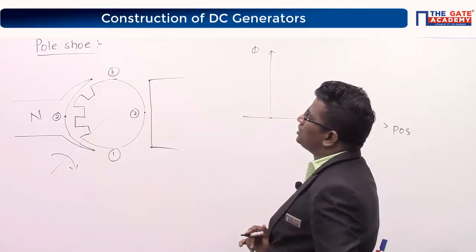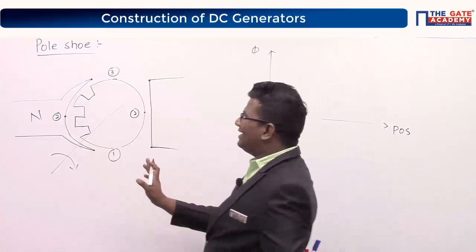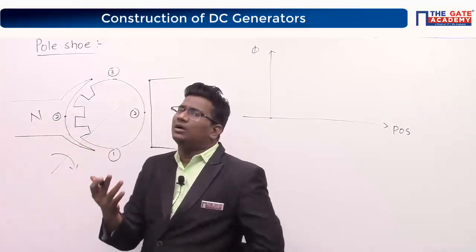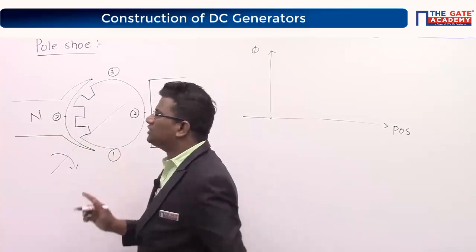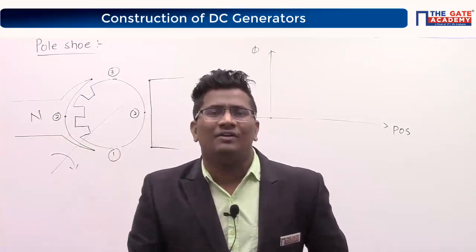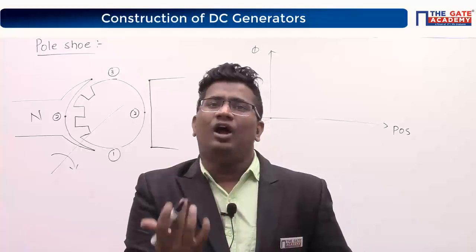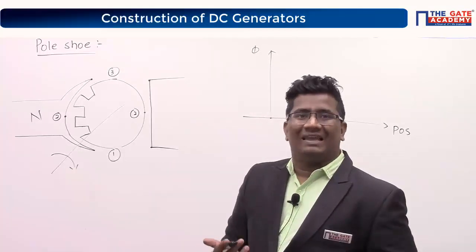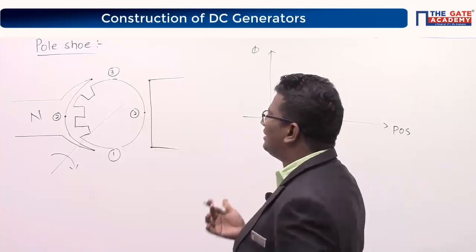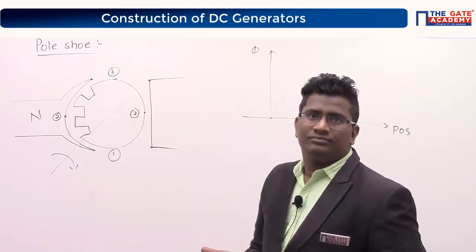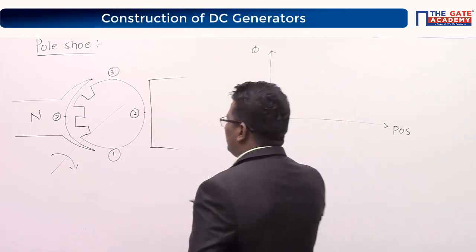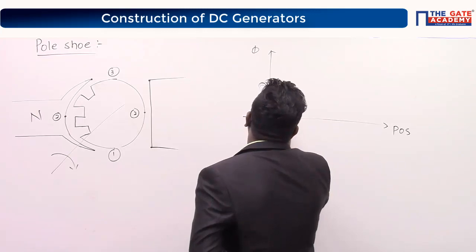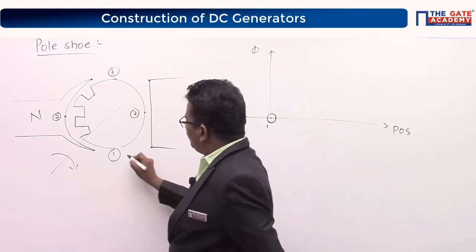Tell me at position 1. Look at only the left side pole shoe. With this kind of pole shoe, what are the consequences? At position 1, is there any pole effect or no pole effect? It means, is there any flux available or no flux available? No flux is available at position 1.